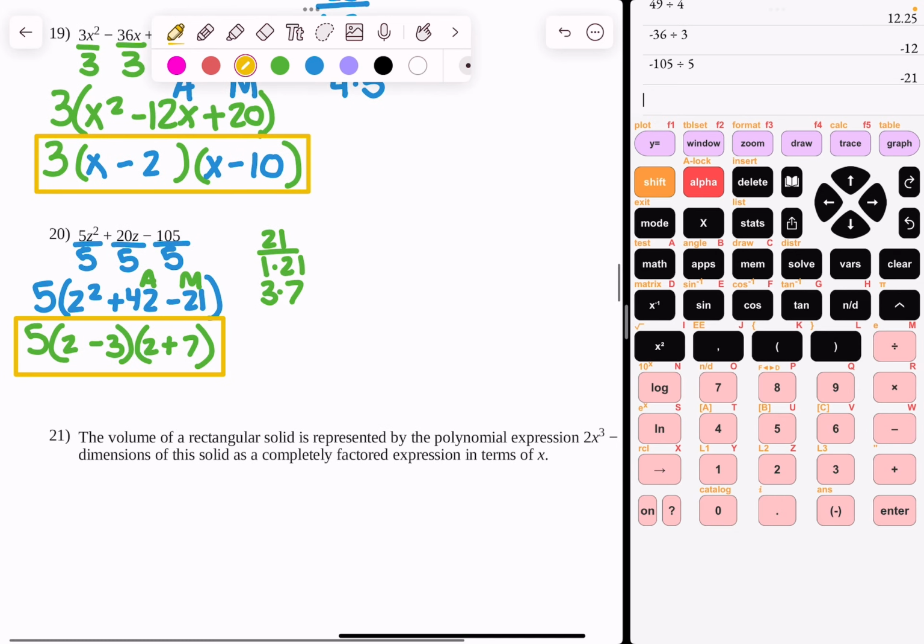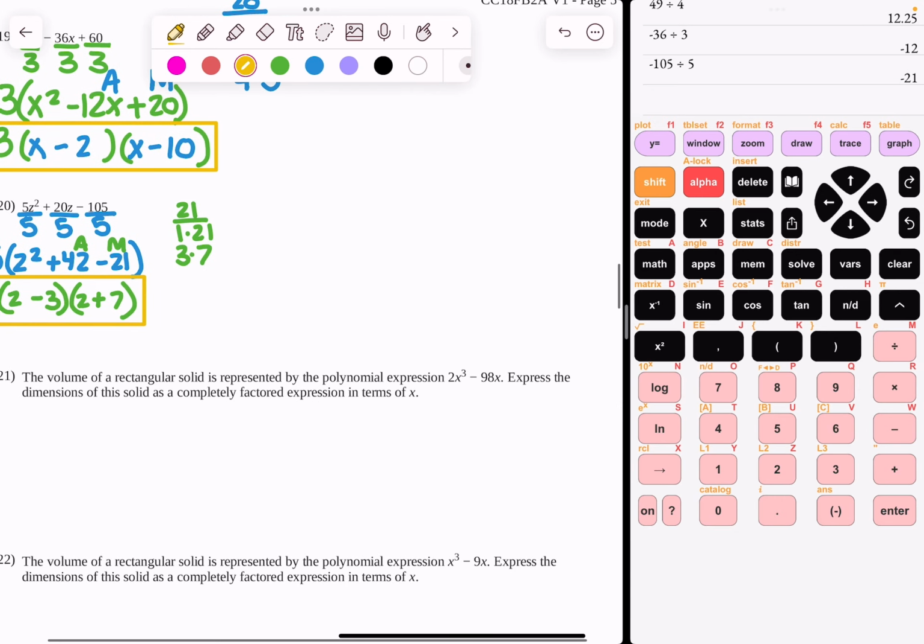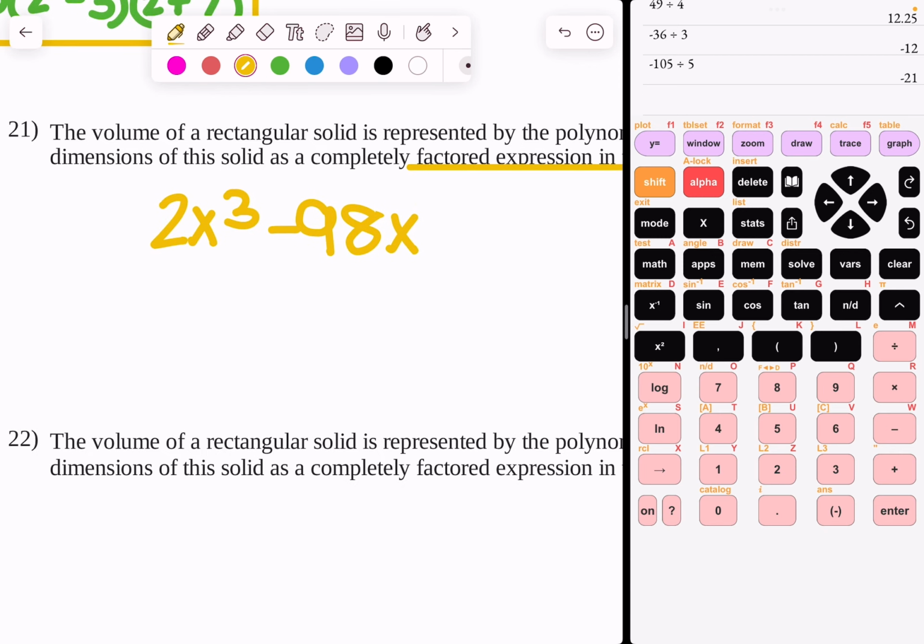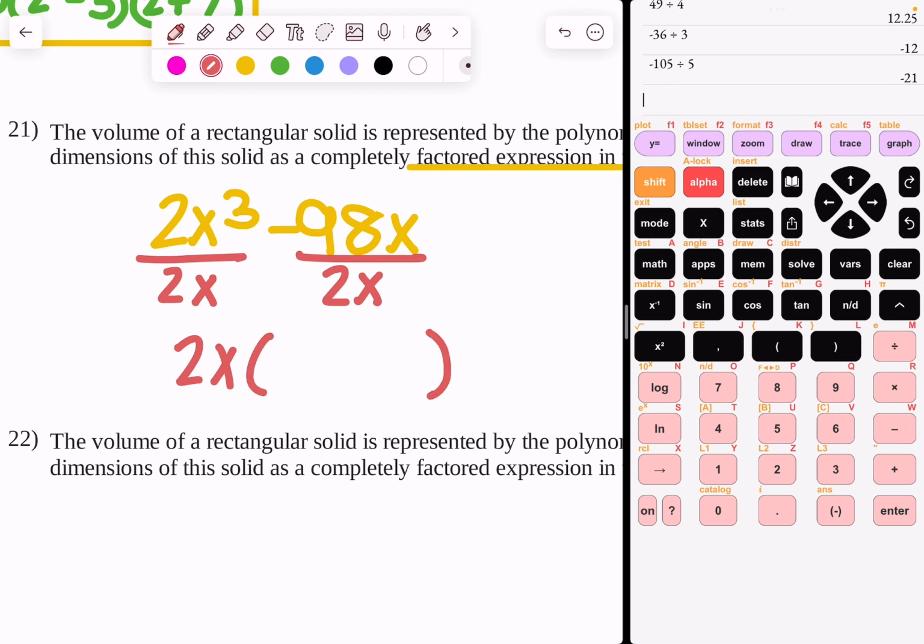The volume of a rectangular solid is represented by this polynomial expression. Express the dimensions of the solid as a completely factored expression in terms of z. So we're just factoring here. Just a lot of words to tell us to factor. All right. We could divide by 2, so that's great. And they both have an x, so I could take out an x. So I would have 2x parentheses. 2 divided by 2 is 1. X to the third divided by x leaves me with x squared minus 98 divided by 2 is 49, and the x's would cancel out.